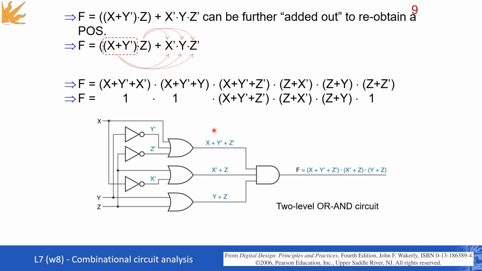Now, if this is your product of sums and a simplified one, as you can see, then you can extract a 2-level OR AND circuit. First level is the level of ORs here, and then the final one is the AND gate at the end of the function.